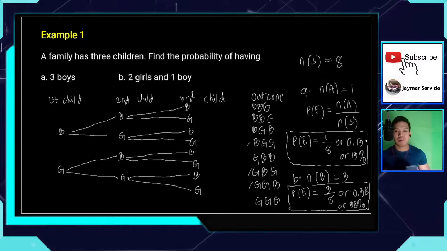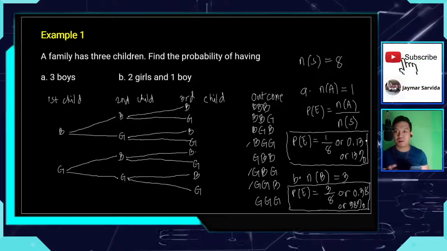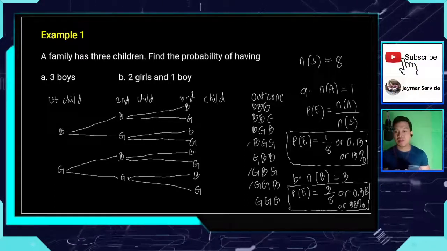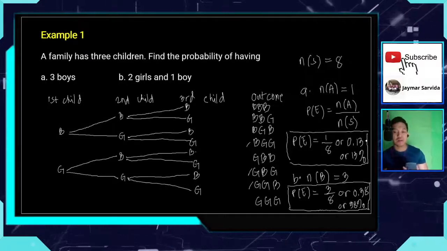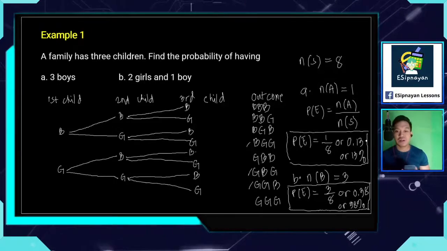So, that is the probability of having 3 boys sa letter A, which is 1/8 in fraction, 0.13 in decimal, 13% naman siya kapag ginawa natin siyang percent. Then, sa letter B naman is 3/8 or 0.38 or 38% lang ang ating probability having 2 girls and 1 boy.